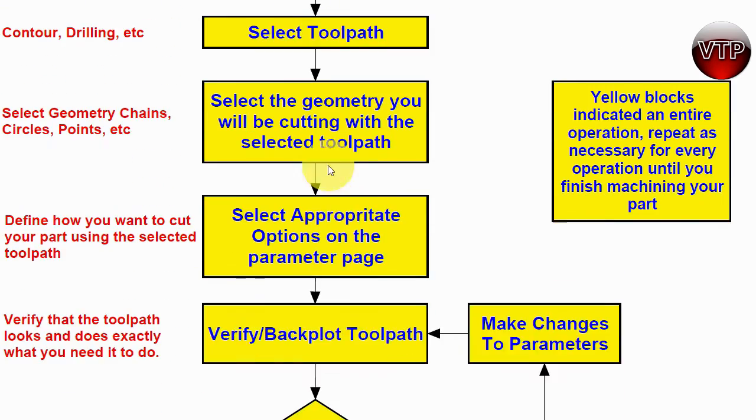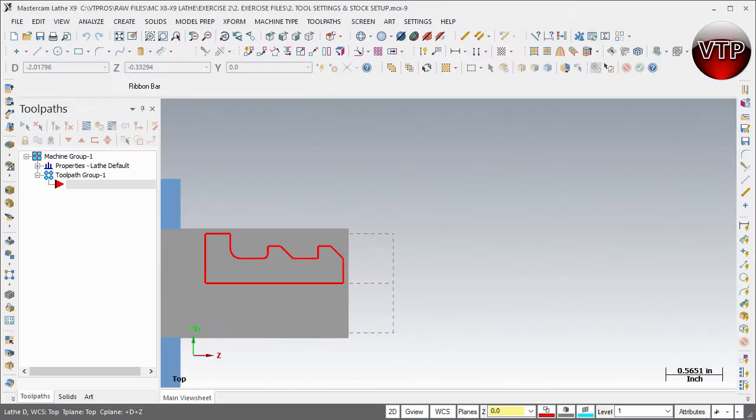So the next thing we want to do is select the toolpath and create 1, 2, 3, 4. So we want to do all these four and keep repeating them until we have all the operations done for exercise number two. So I'm going to minimize this and let's get started.